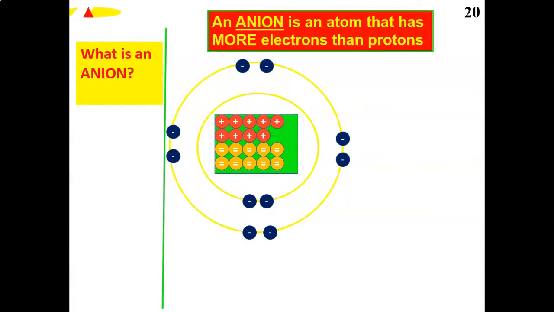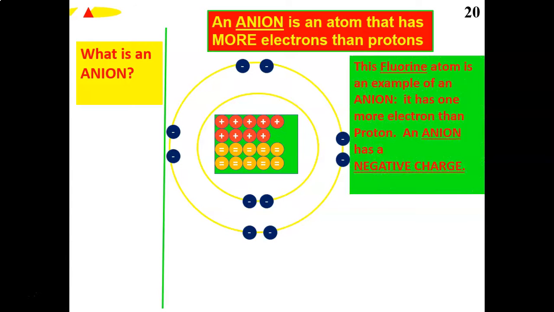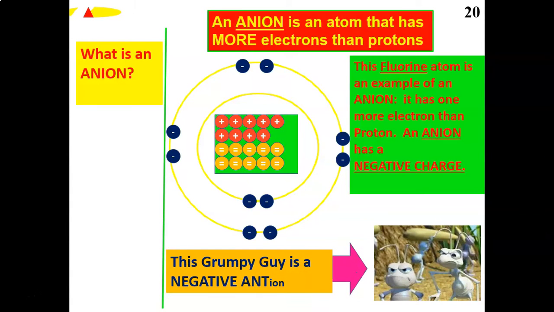So what is an anion? An anion is an atom that has more electrons than protons. So if we look at this fluorine atom, it is an example of an anion. It has 1 more electron than proton. You can count them. There's 10 of the blue dots and there's 9 of the pink dots. So it has 1 more electron than proton. So an anion has a negative charge. And the little mnemonic, the little memory device, is that this grumpy guy is a negative ant-ion. So negative is an anion, and you're going to contrast that in a moment with the other.